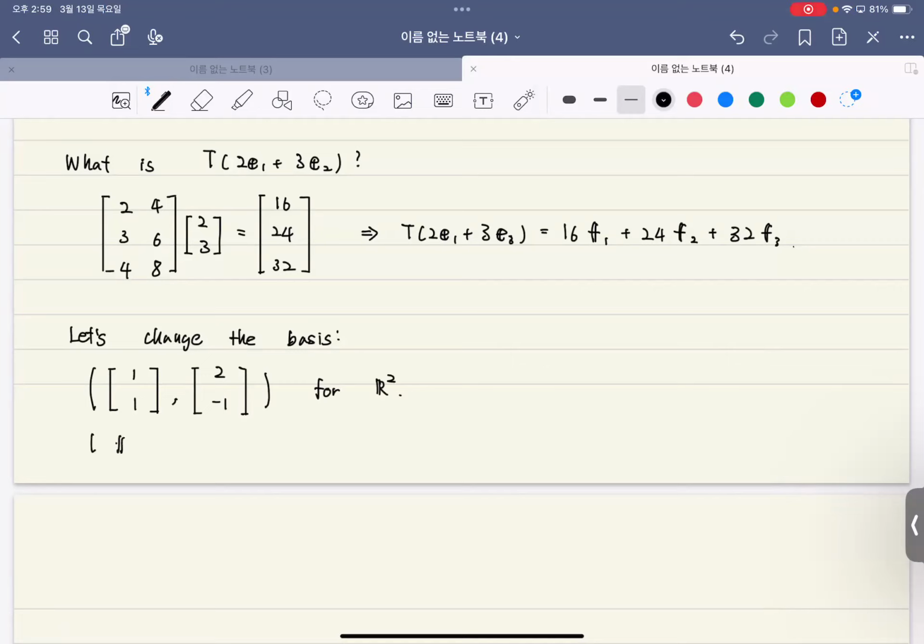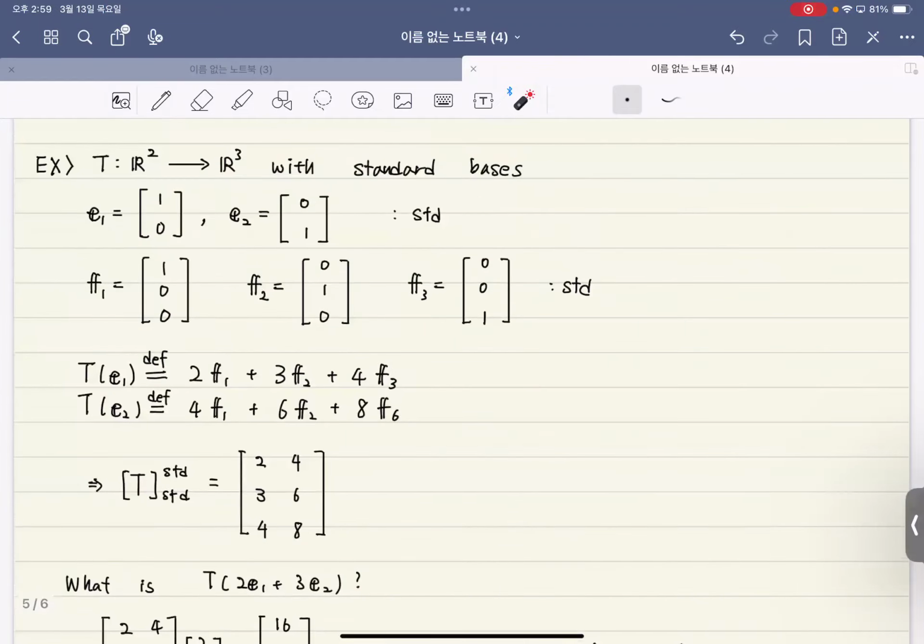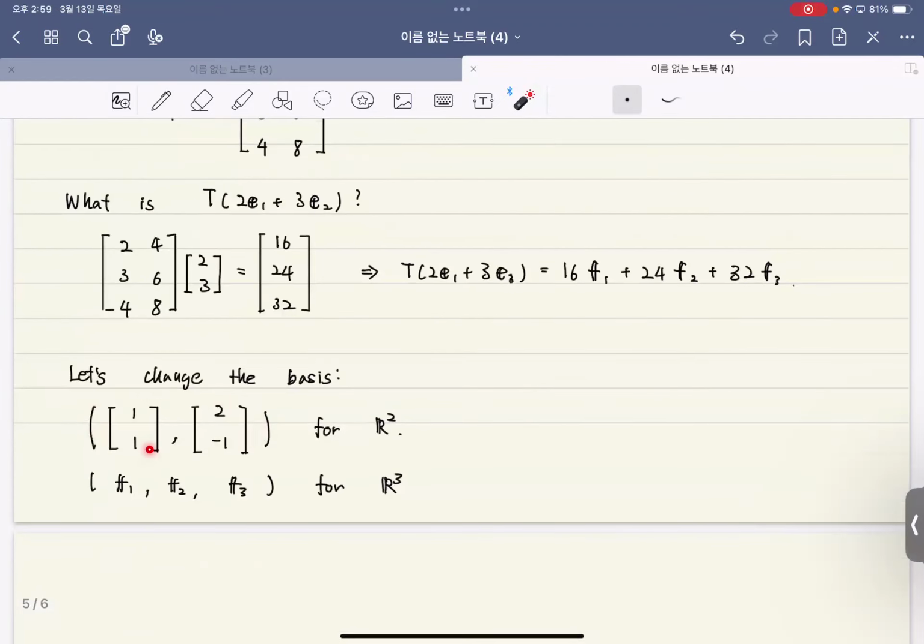And F1, F2, F3, 4, 3. So the basis for the target space just remains the same, but I have changed the basis from E1 and E2 to these two vectors. Are they linearly independent? Yes, they must be linearly independent. And so I have two linearly independent vectors, so they can be basis vectors for R2.